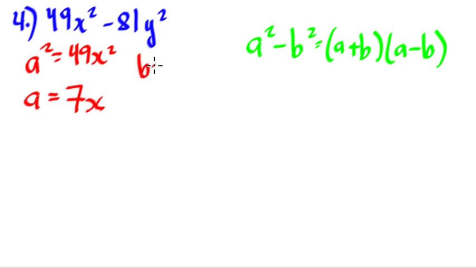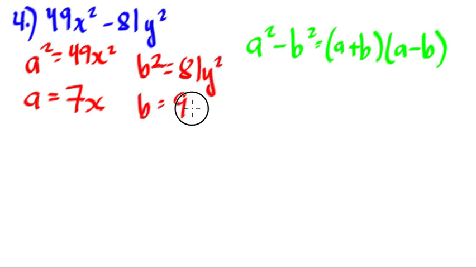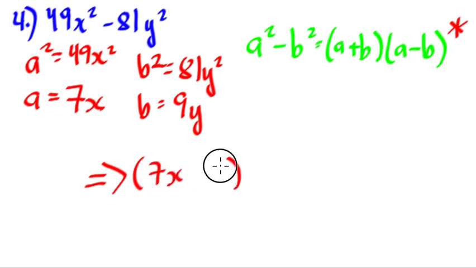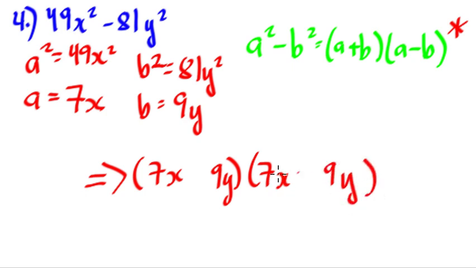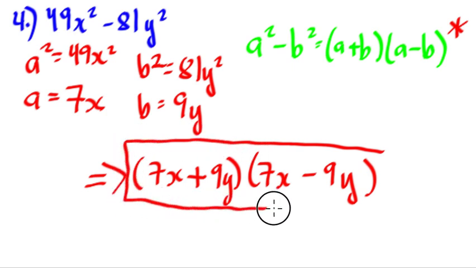Okay. B squared is equal to 81y squared. So what is b? Square root of 81 is 9. Square root of y squared is y only. So if we're going to use the formula here, so what we have is 7x and 9y. 7x and 9y. So we're going to put plus here and minus here. And yeah, this is our answer for number 4.